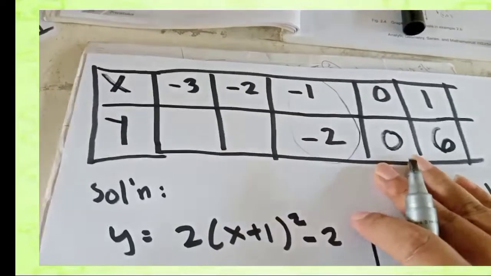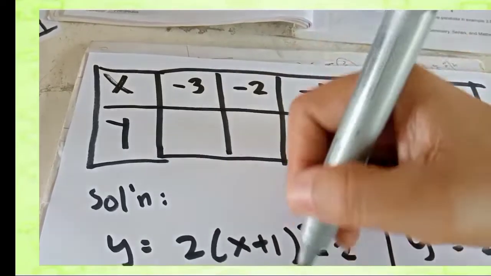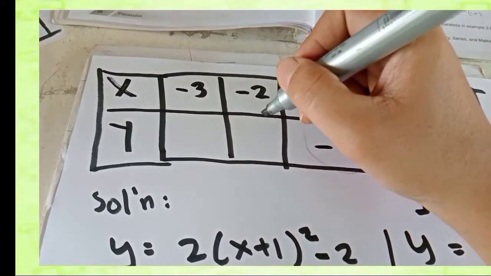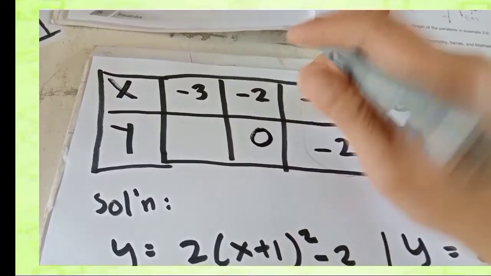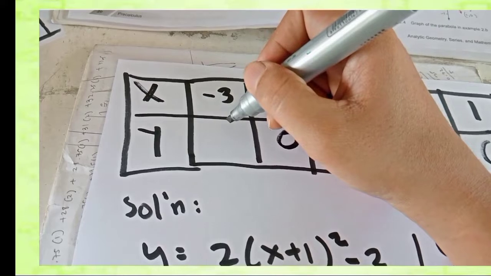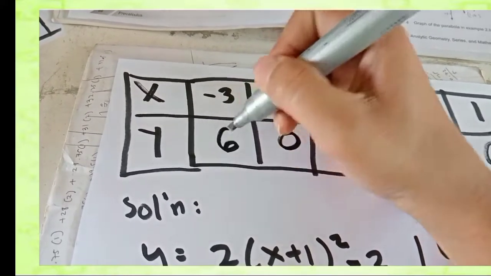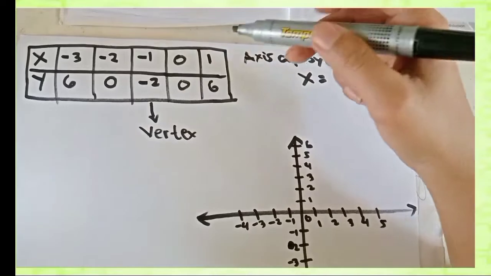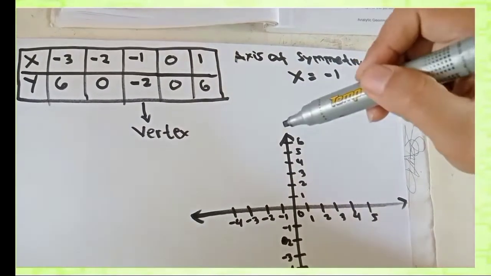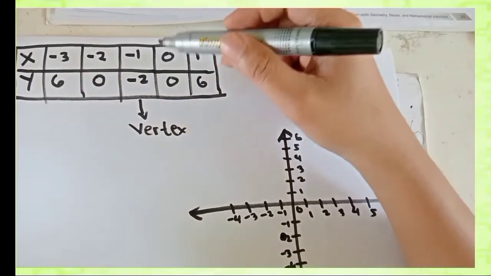What about if x is negative 2? So, same process lang mga ka-fighter. I-substitute nyo lang ito sa x. Then, you will come up to 0. Then, if x is negative 3, then that is equivalent to positive 6. Since we have already a table of values and axis of symmetry, then we can now actually sketch the graph.